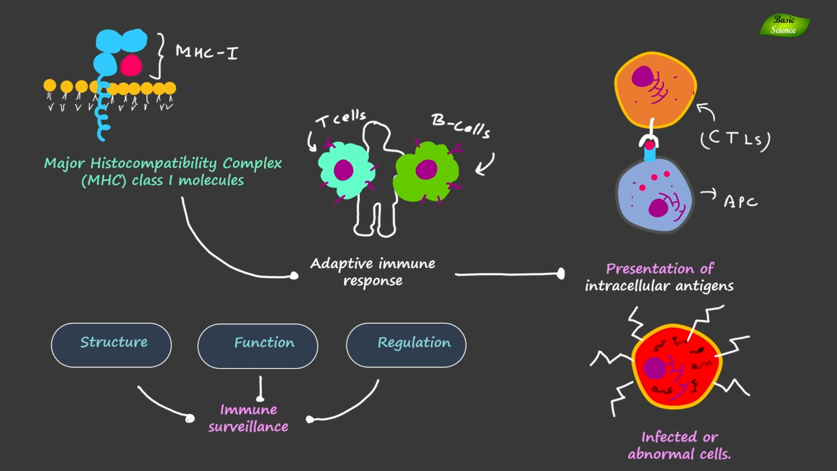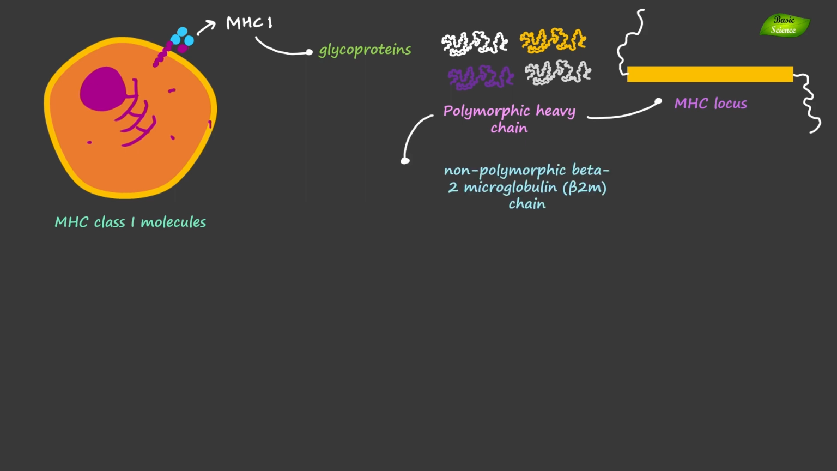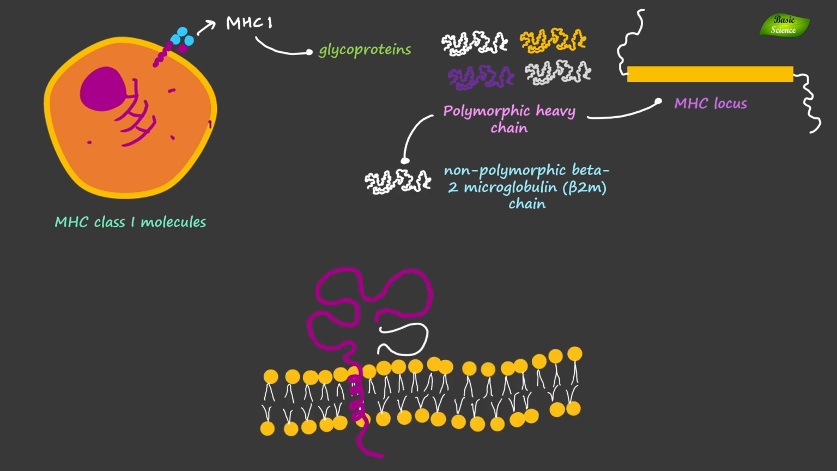and human defense mechanisms. At a fundamental level, MHC class 1 molecules are glycoproteins expressed on the surface of most nucleated cells in our body. They consist of a polymorphic heavy chain encoded by genes within the MHC locus and a non-polymorphic beta-2 microglobulin (beta-2M) chain. The heavy chain is comprised of three extracellular domains, alpha-1, alpha-2, and alpha-3.